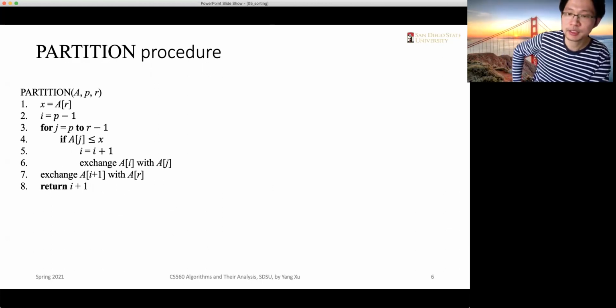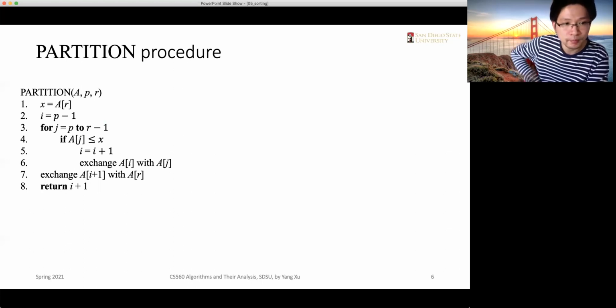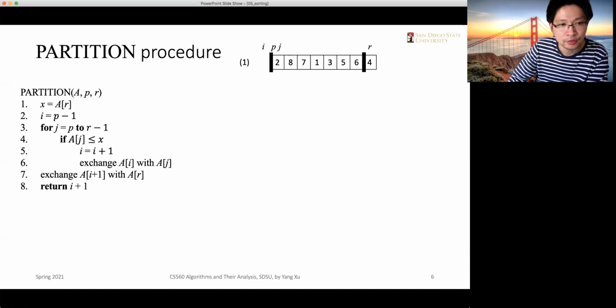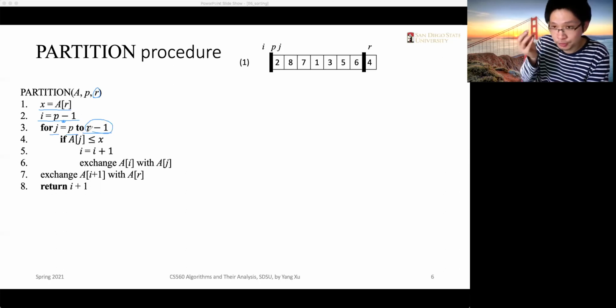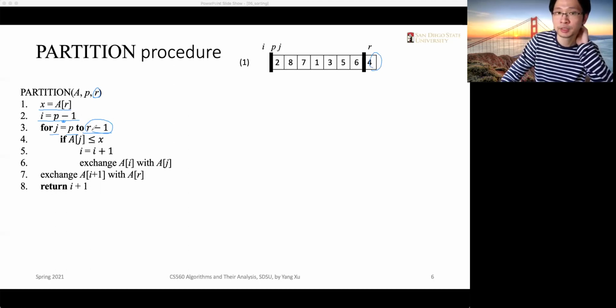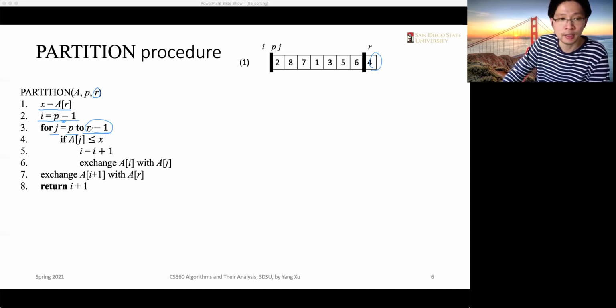It also takes A, P, and R as inputs. What it does is take the last element, because R is the ending index. It copies the last element into X, which is the pivot for comparison. It initializes the first counter, I, to P minus 1, which is the one to the left of the starting index. And the second counter J goes from P to R minus 1. R minus 1 means that we are excluding the pivot because the last element is used as the pivot for comparison. So in the for loop, we don't need to compare the pivot with itself, so we just exclude it.